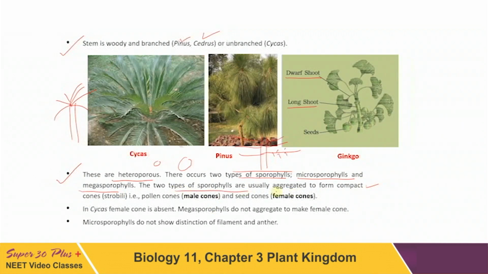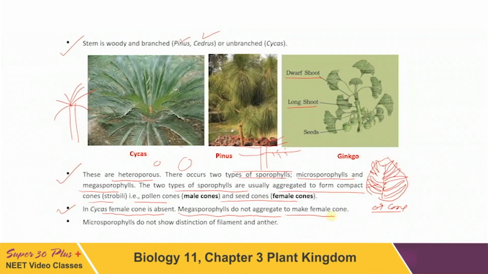These are usually aggregated to form compact cones. The male cone is known as pollen cone and the female cone is known as seed cone. I may summarize here that these are the microsporophylls. They will be arranged in a cone shaped structure like this, and in that way a cone shaped structure will be formed, which is known as male cone. Important thing here is male cone is found in all gymnosperms, but female cone is absent in case of cycas. Cycas doesn't have female cone. The megasporophylls do not aggregate to make female cone.